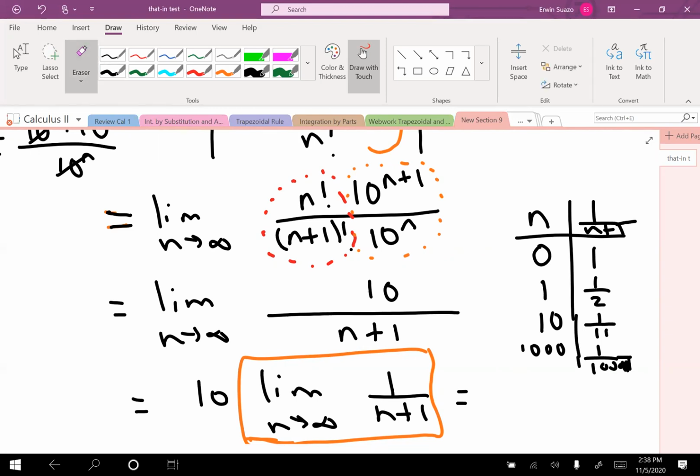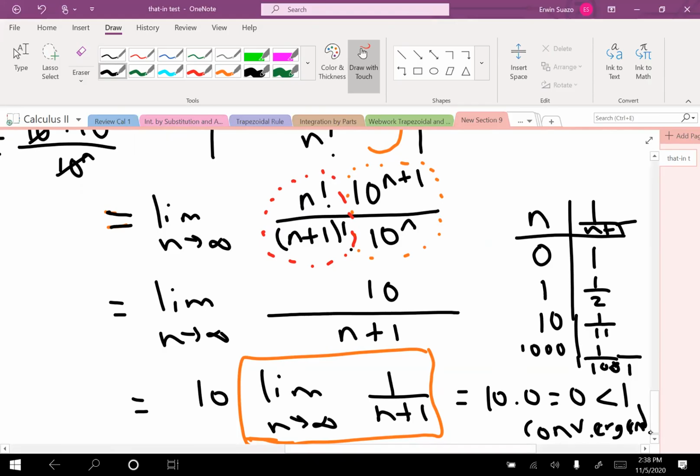So when n is going to infinity, 1/n is going to 0. So this guy is going to 0. So 10 times 0 is 0. This is less than 1? Yes. So this is convergent. Okay.